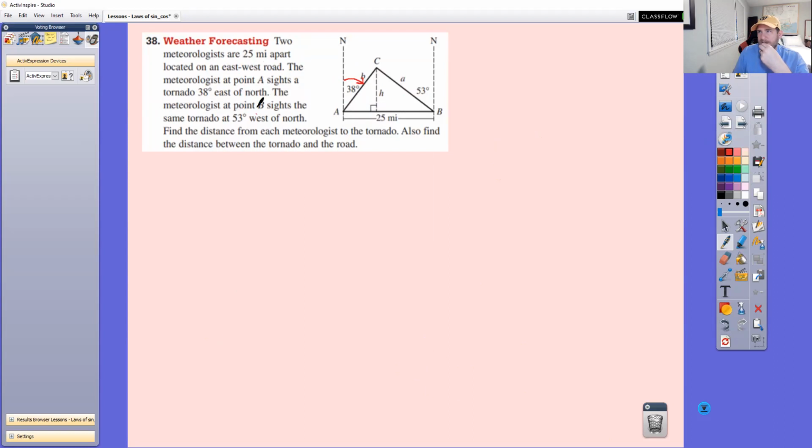It says that points A and B are on an east-west road. So we know that this thing is essentially horizontal. The north is perfectly vertical. So that means this entire thing is 90 degrees. So we know that this angle here is just the complement of 38, meaning they're complementary, meaning I subtract from 90 and I get 52.